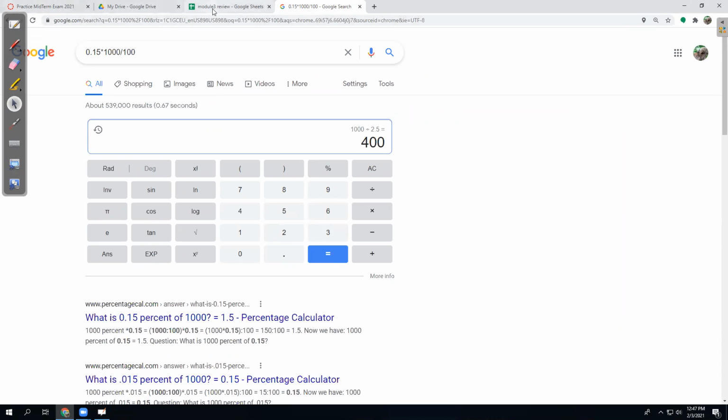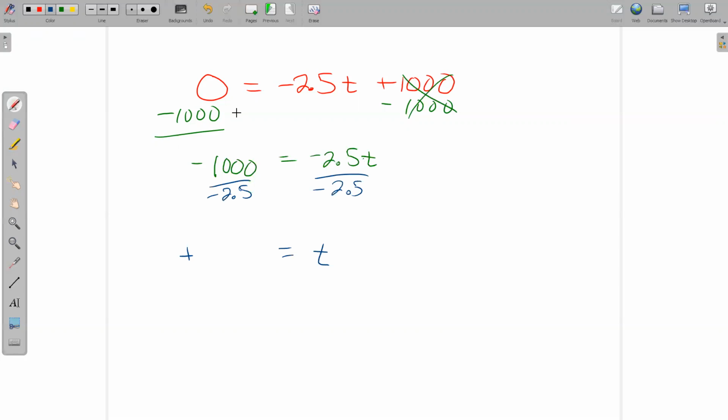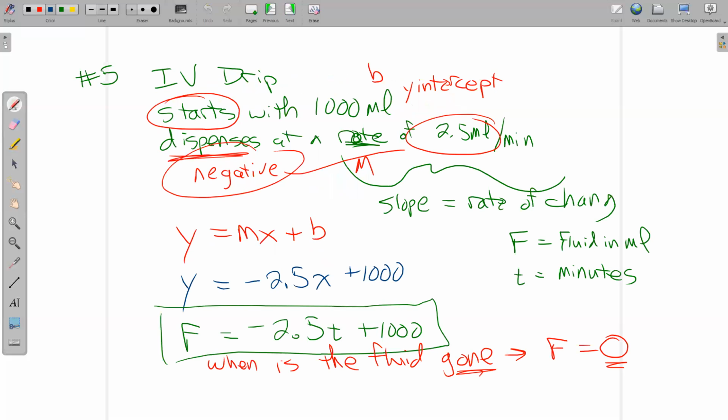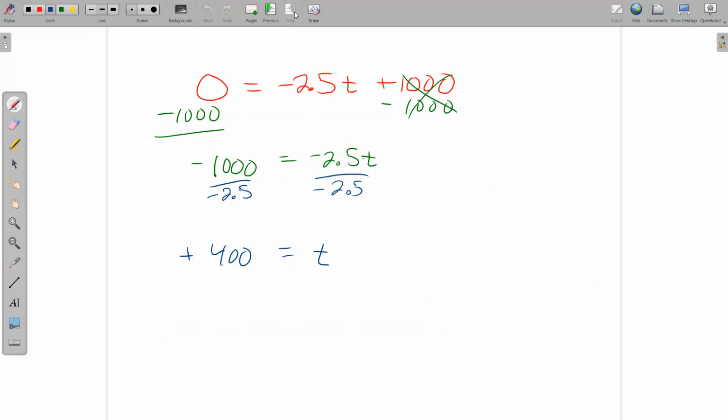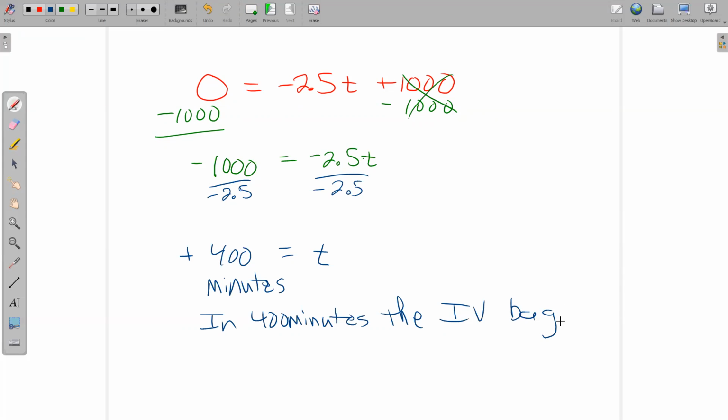400. 400 what? Good question. I don't know. T is 400. And let's see, what did I write down? What does T mean? T is minutes, okay. So 400 minutes. 400 minutes for what? And 400 minutes, IV bag will be empty. Not a great sentence, but good enough for now. All right, so that came out nice.